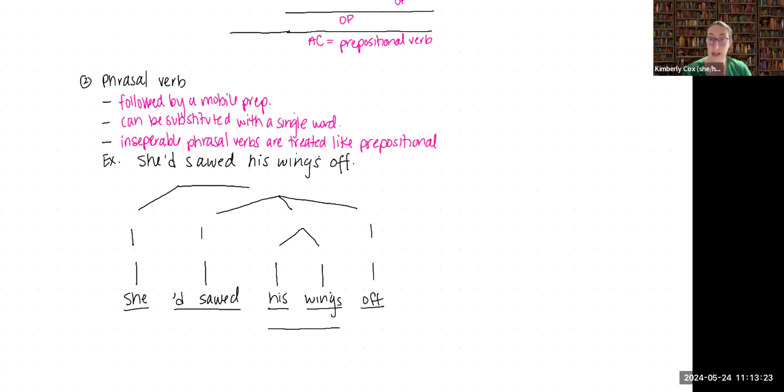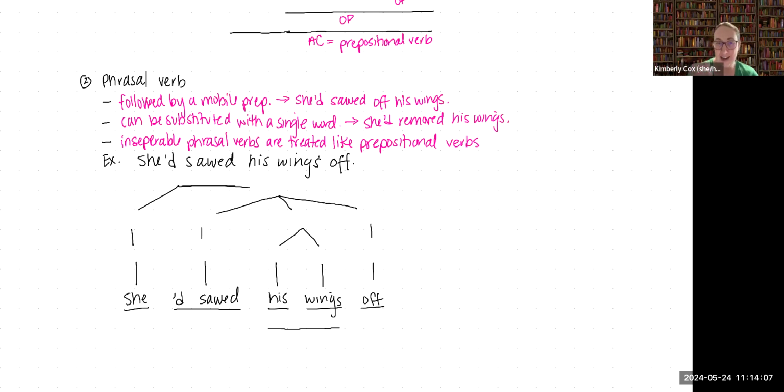Okay. So let's take a look at this. She'd sawed his wings off. Okay. So first off, it's followed by a mobile preposition. We know this because we could say she'd sawed off his wings, right? And the sentence still makes sense. So off can be moved. Similarly, it can be substituted with a single word. She'd removed his wings, right? That makes sense still. So that tells you that what we're dealing with is a phrasal verb rather than a prepositional verb.